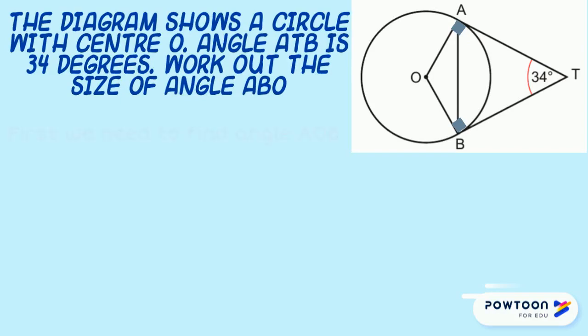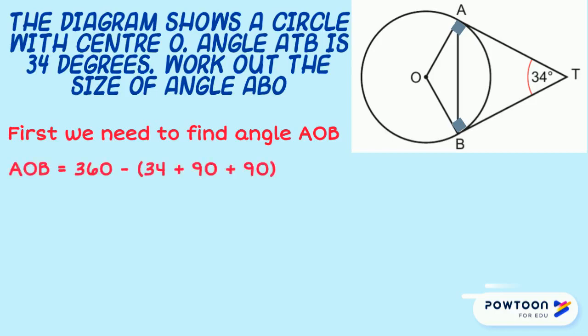To do this, we actually have to first find angle AOB, the larger one inside that triangle, and we can use that to find the other angles because it's an isosceles triangle. So first, there's 360 degrees in the quadrilateral, so we'll take away the 34, 90, and 90 from the 360 to get that AOB is 146.